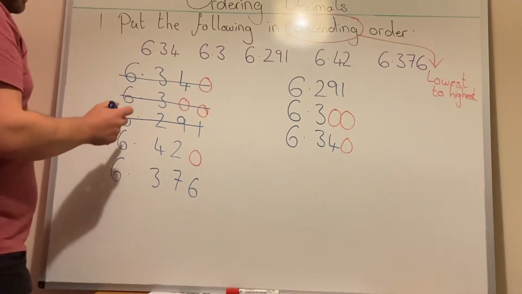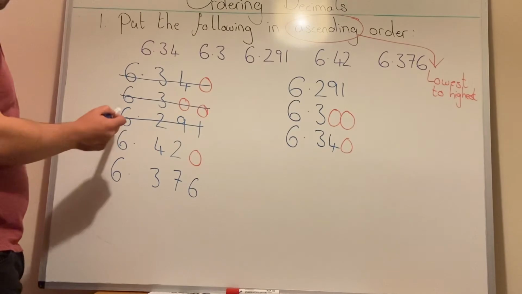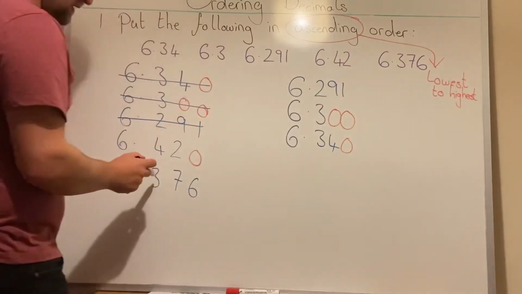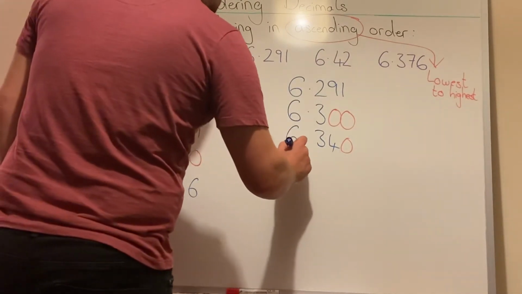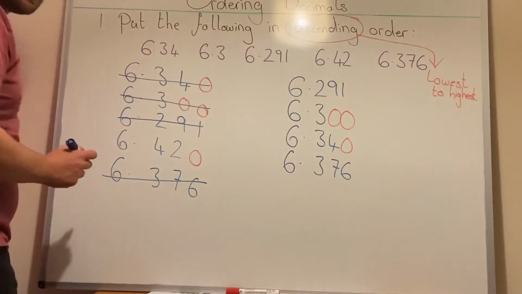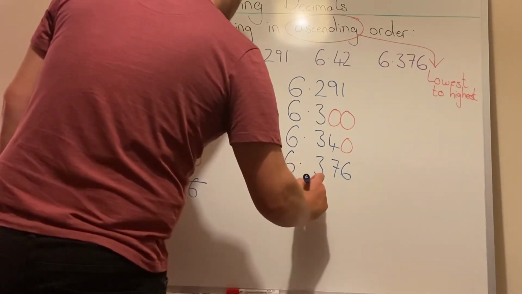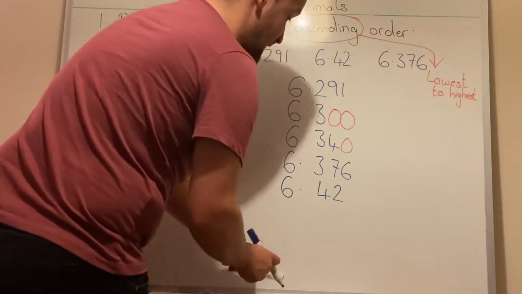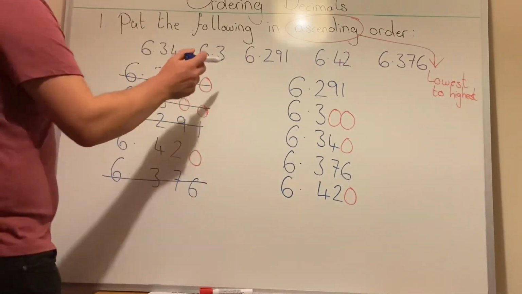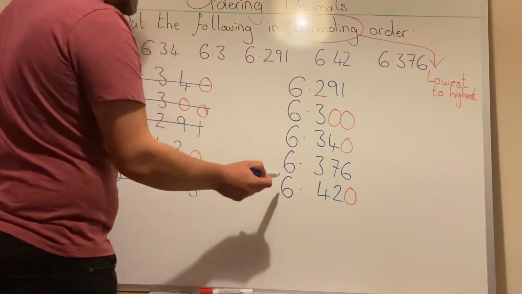Right, next number. We've got 2 numbers left. Both of these are 6s, so we need to look at the next column. We have a 4 there and a 3 there. Remember, we're looking for lowest to highest. The lowest number out of there is a 3. So the next one is 6.376. Cross it off to make sure that we don't use it twice. Then we're only left with one number, which is 6.42. Again, if you want to put the 0 in, please feel free to do that. There we've got the list of numbers that we started with in ascending order, the order from lowest to highest.